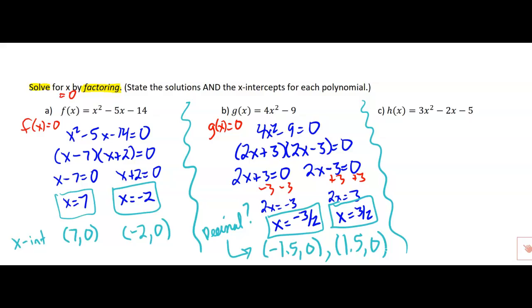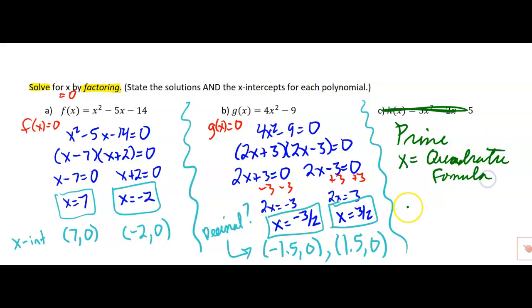If you have a larger degree or you have something that doesn't factor, I'm not going to do this problem, but if you have something that's prime, then your zeros, your solutions, x equals is the quadratic formula. If it's x to the third or x to the fourth or whatever, there's some other strategies. Mostly for the purposes of this lesson, for factoring, we're dealing with stuff that's x squared.